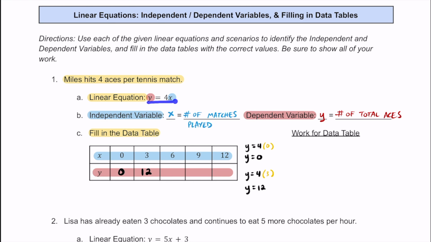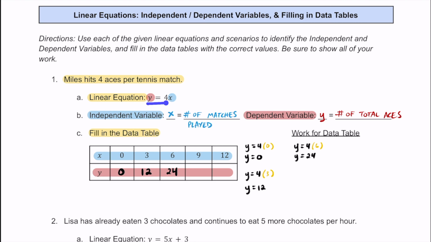Now let's use this equation again, but x is now 6. Let's take the 6 and substitute it in over here for x. So let's repeat that process. We're going to get y is equal to 4, but this time we're multiplying by 6 because he's playing 6 matches. 4 times 6 is 24, so we're going to get y is equal to 24. So we're saying in 6 matches, he's going to hit a total of 24 aces.